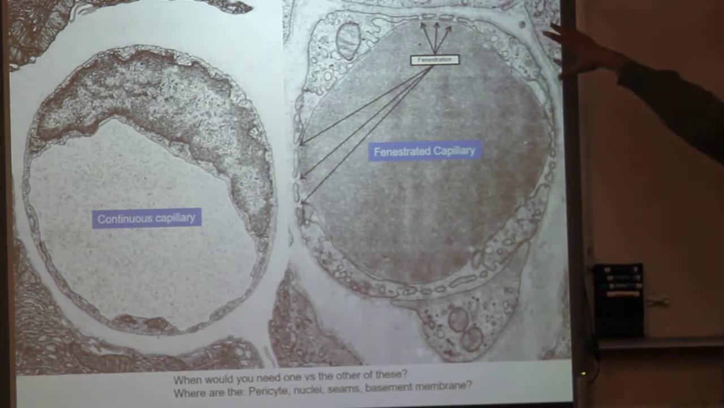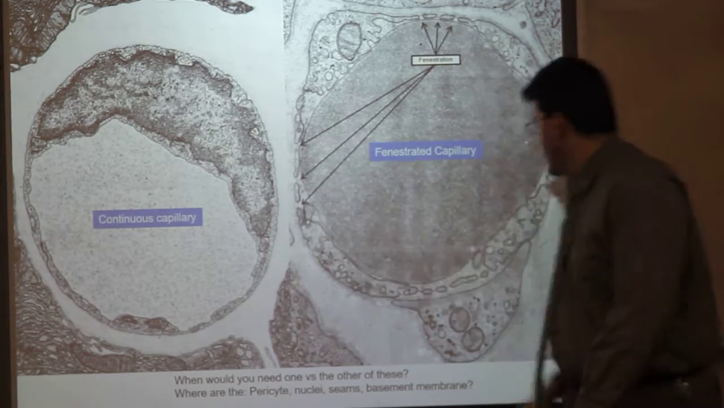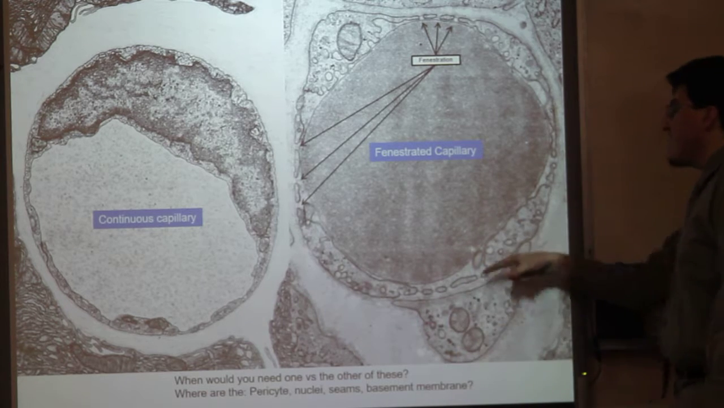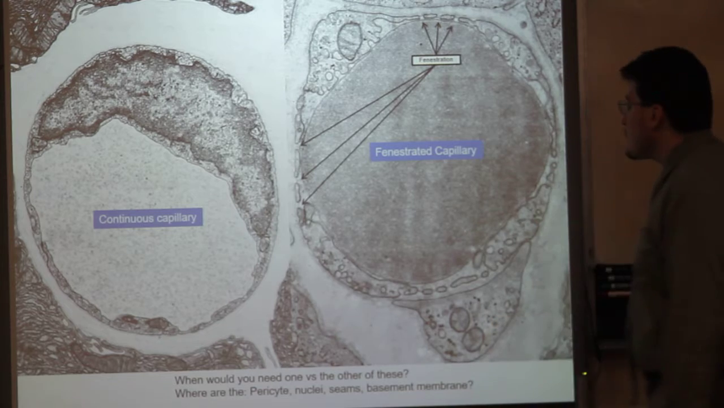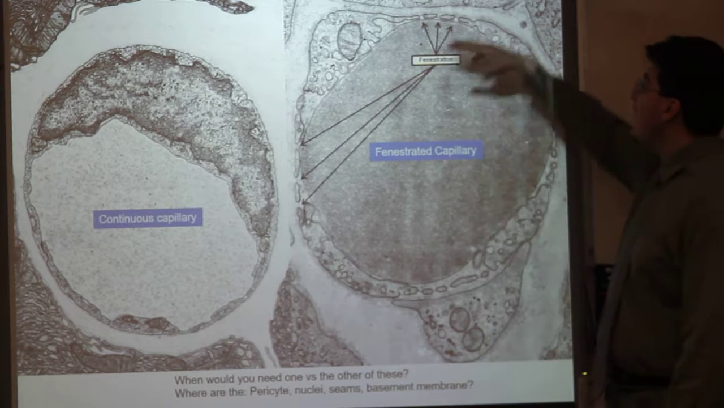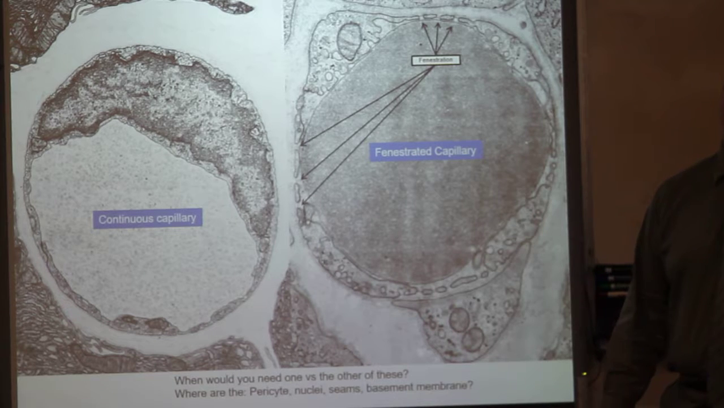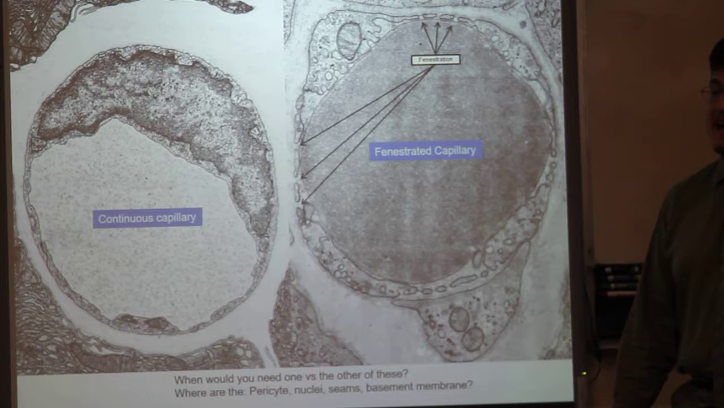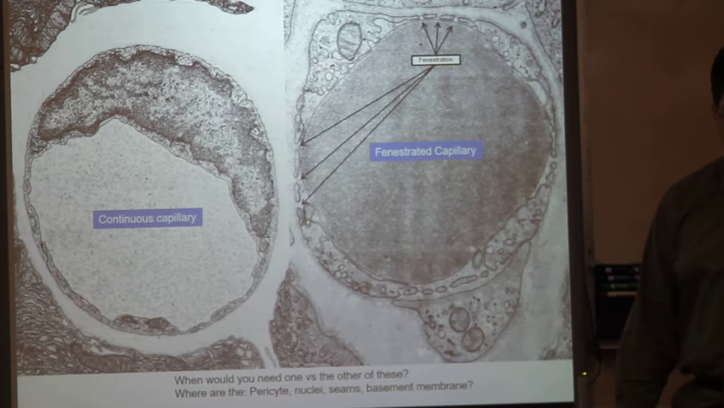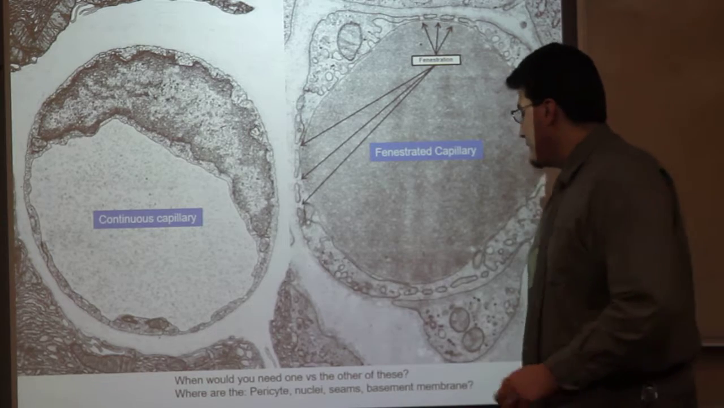And here we have a fenestrated capillary. We have fenestra right around here and here and here. We have a pericyte right here. We have mitochondria there and there and there. The reason we're not seeing any nuclei around here is because we just got unlucky and didn't catch one. That's all. There's no reason why we wouldn't find one other than it just didn't happen to be where we cut. All right?